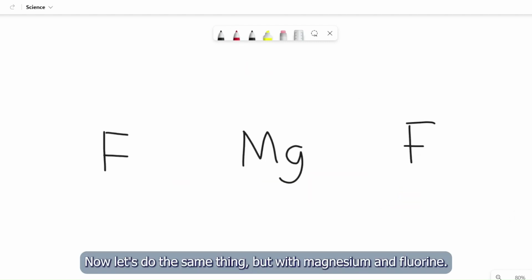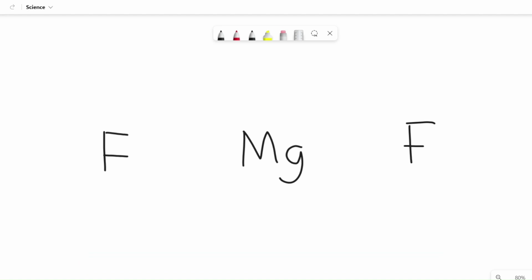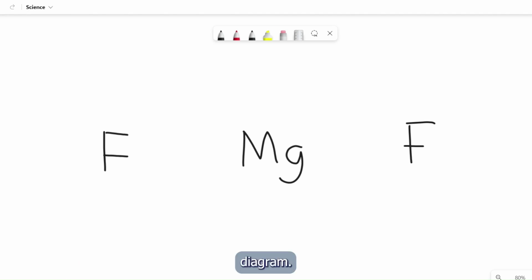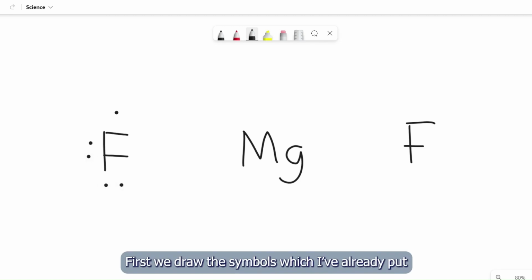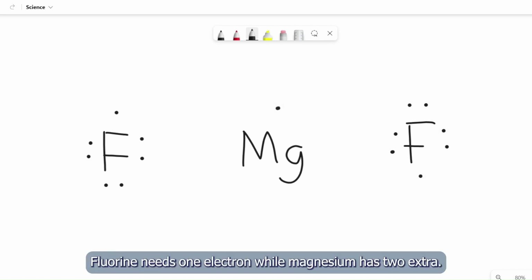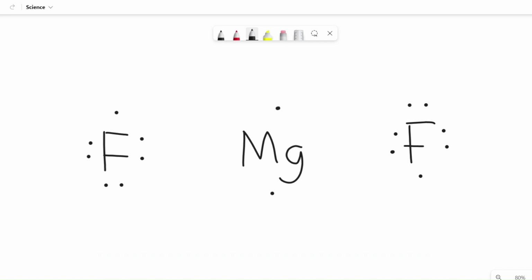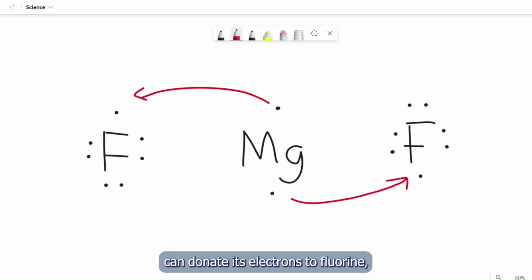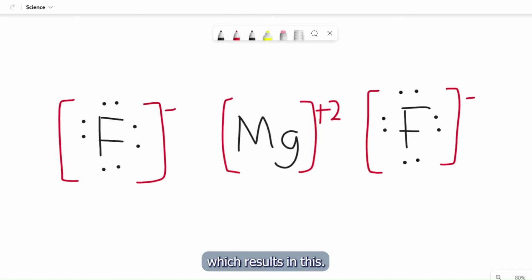Now let's do the same thing, but with magnesium and fluorine. Pause and try to figure out how you can do this with the Lewis dot diagram. Okay, let's get started. First, we draw the symbols, which I've already put, and then we put all the valence electrons. Fluorine needs 1 electron while magnesium has 2 extra. So magnesium can donate its electrons to fluorine, which results in this.